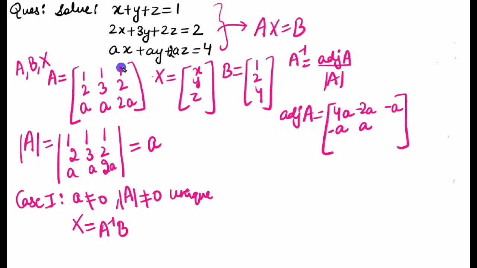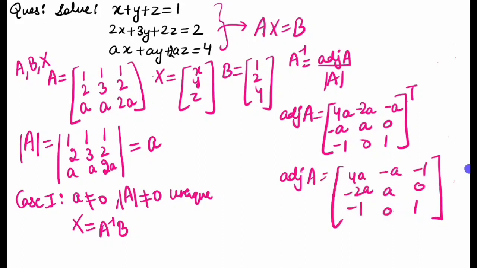This number 2 will be having a cofactor 0. a का जो cofactor होगा for this element, the cofactor will be minus 1. For this a, the cofactor would be 0, and for this 2a, the cofactor would be. This was the matrix of cofactors. अब इस cofactors की matrices का अगर हम transpose ले लेते हैं, then we will be getting adjoint of A. So the adjoint of A comes out to be, so this is the adjoint of A.